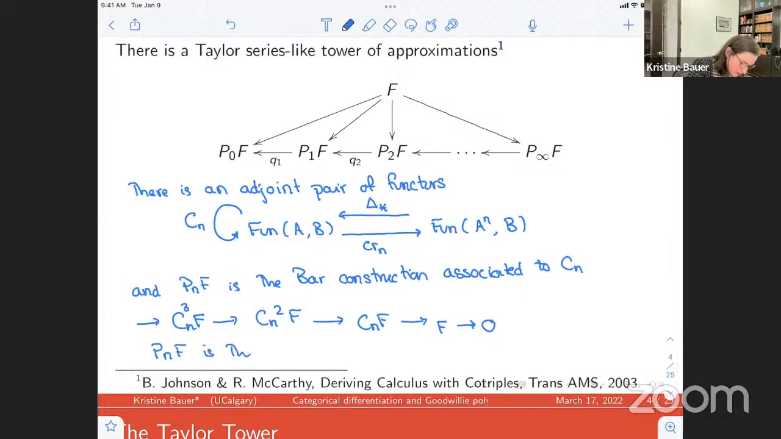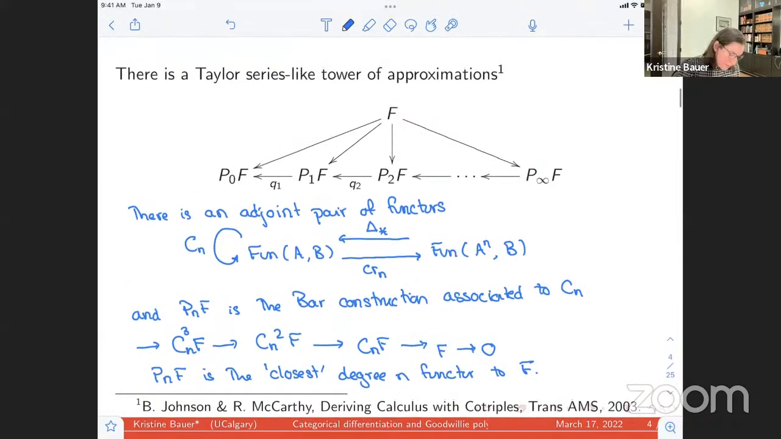Okay. So as Brenda mentioned, and I'll just reiterate this, Pnf is the closest degree n functor to f, meaning that if I have any other degree n functor and a natural transformation from f to that degree n functor, it will factor through Pnf.